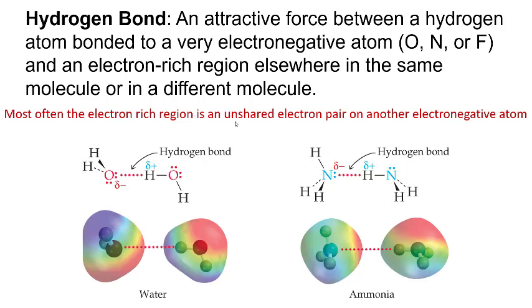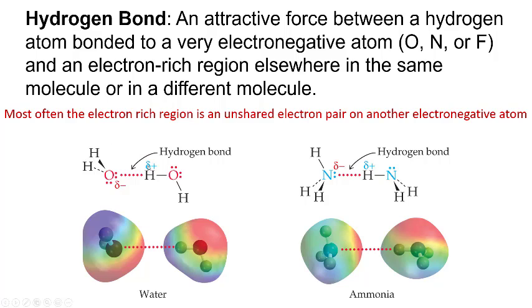Okay, next let's move on to hydrogen bonding. Hydrogen bonding is an attractive force between a hydrogen atom bonded to a very electronegative atom, so it's only oxygen, nitrogen, or fluorine, and an electron-rich region elsewhere in the same molecule or in a different molecule. Most often the electron-rich region is an unshared electron pair on another electronegative atom.